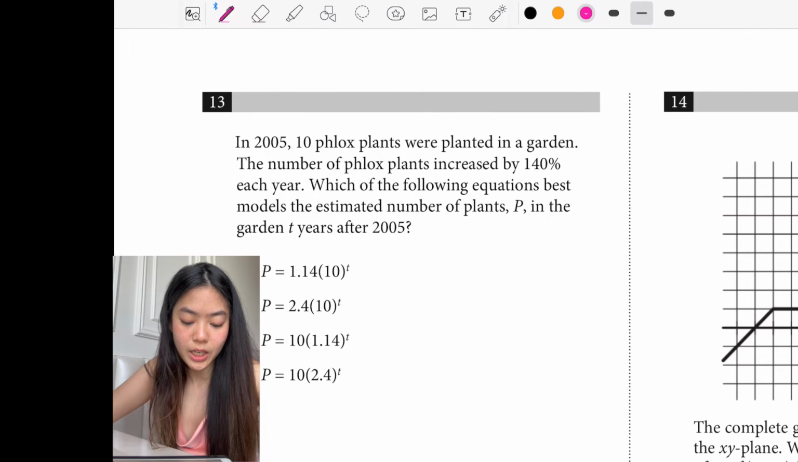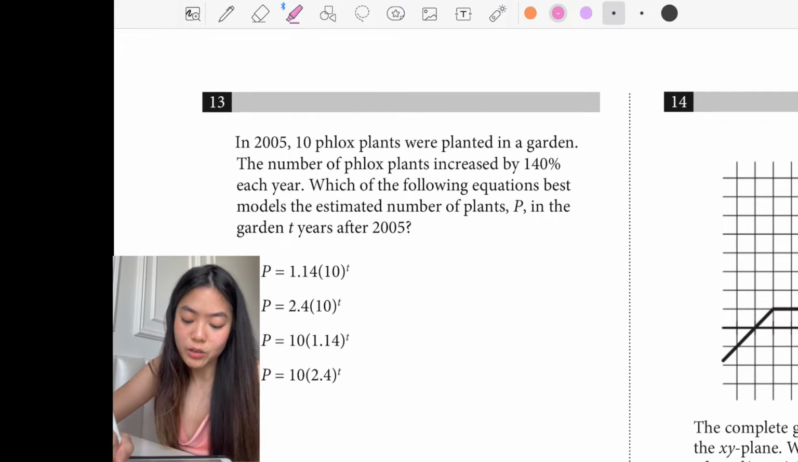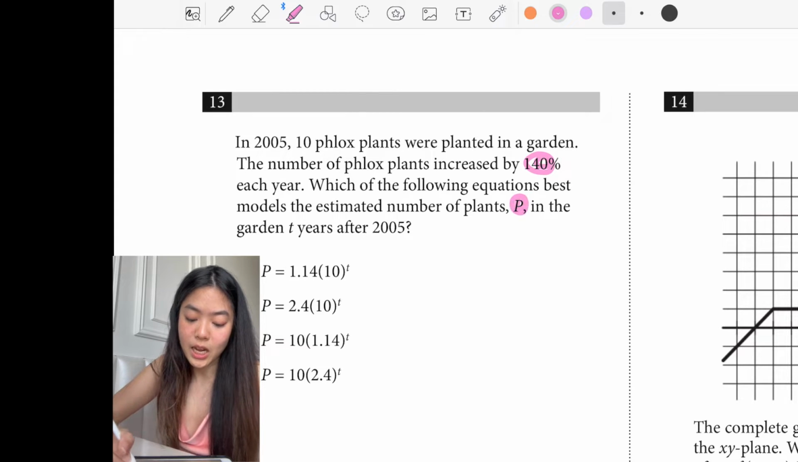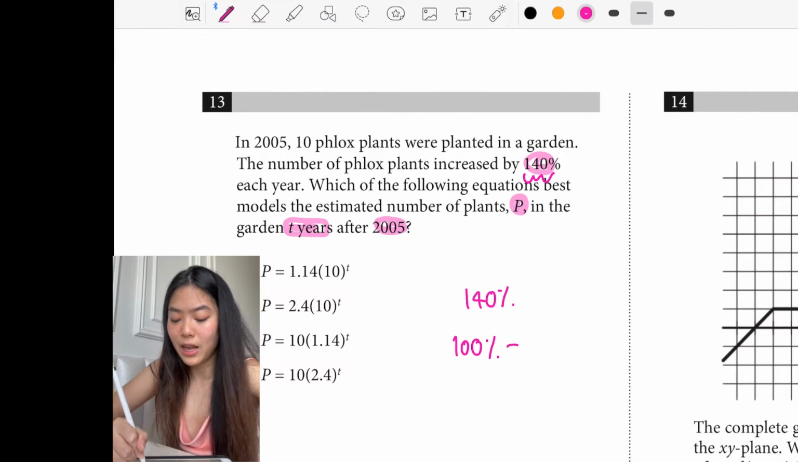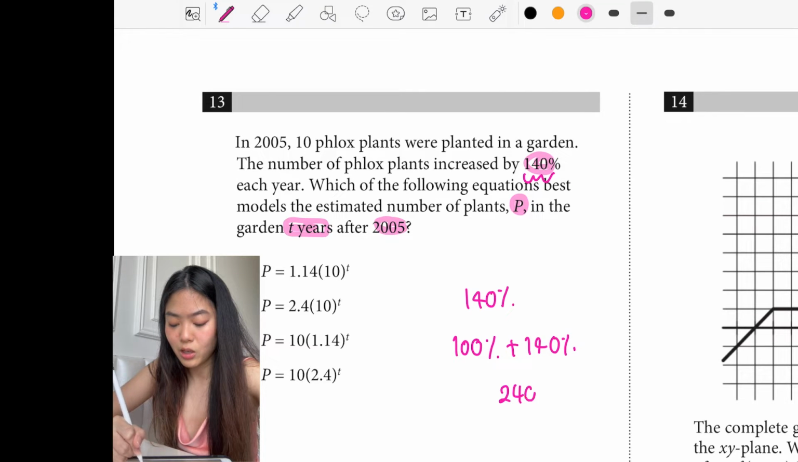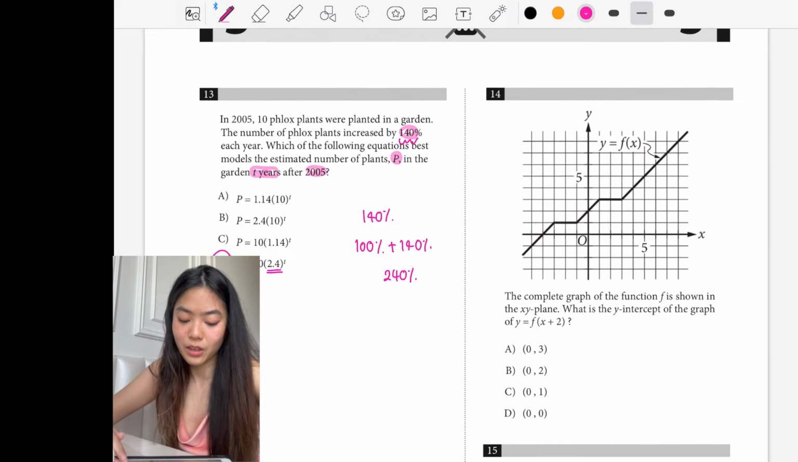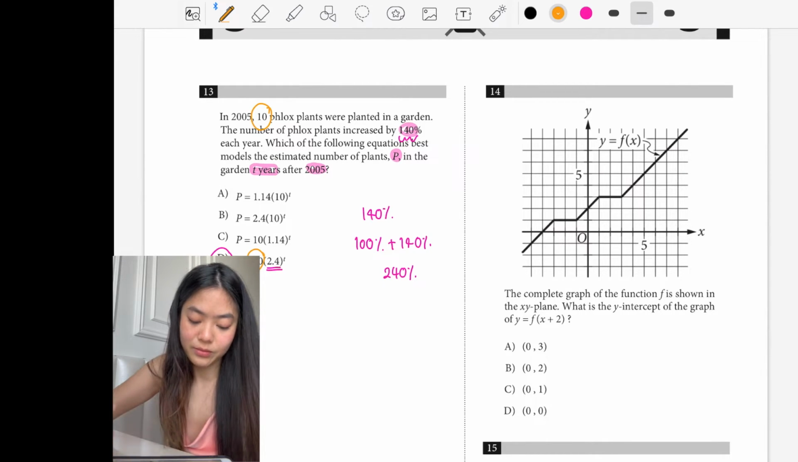Next one, question 13. In 2005, 10 black plants were planted in the garden. The number of these plants increased by 140% each year. Which of the following equation-based models estimates the number of plants P in the T years after 2005? When it's increased by 140%, it means it's increased by 100% added to 140%. So it's going to be 240%, which is 2.4. D is the answer. And yes, it starts with a 10 here.